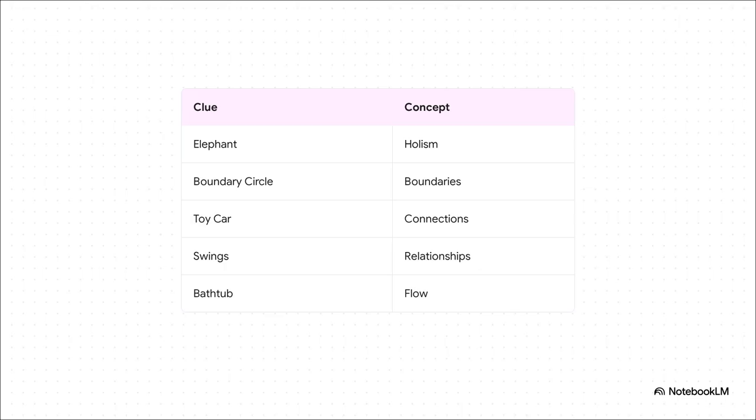Remember the elephant? That taught us about holism, the idea that you can't understand the whole animal just by looking at its tail or its trunk. You have to see the complete picture. And to define that picture, we needed the boundary circle, teaching us where one system ends and another begins, establishing our clear boundaries.